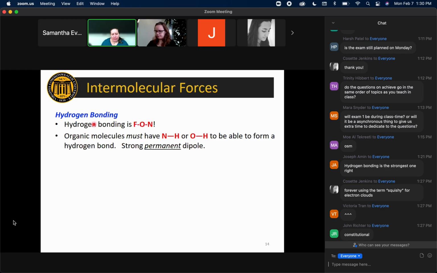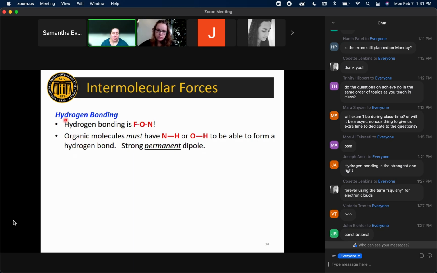Now we're going to go on to the very last form of intermolecular forces, which is called hydrogen bonding. And you'll hear me say this super cheesy saying all the time: hydrogen bonding is fun. The reason is that it's an acronym to remind us that it has to have a fluorine, oxygen, or nitrogen in order to participate in hydrogen bonding. Okay, so it's not just having a fluorine, oxygen, or nitrogen that enables hydrogen bonding.